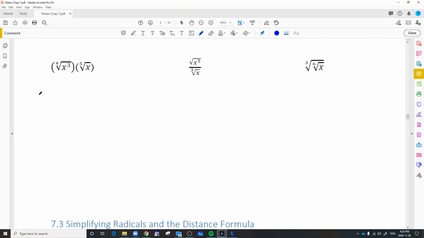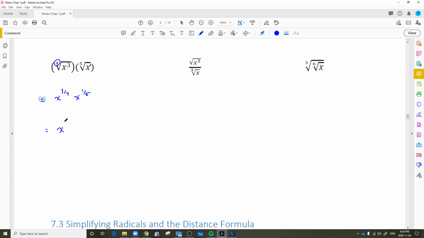And so your first step with these is going to be to write them as rational exponents. Again, it's the whole reason you learned rational exponents. So if you ever see radicals and there's operations, change them into rational exponents. So again, the index becomes the denominator of your rational exponent. And so that's going to be x to the 3/4. And then this one has an exponent of 1, and then the 5 is going to become your denominator.